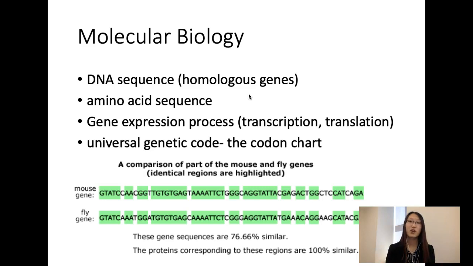We develop the codon chart based on how translation happens in your body. But they all, the transcription and translation, they all follow the same rules.